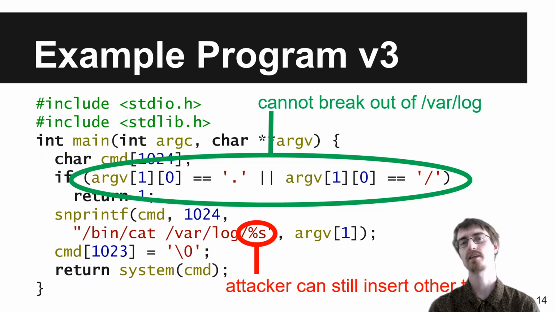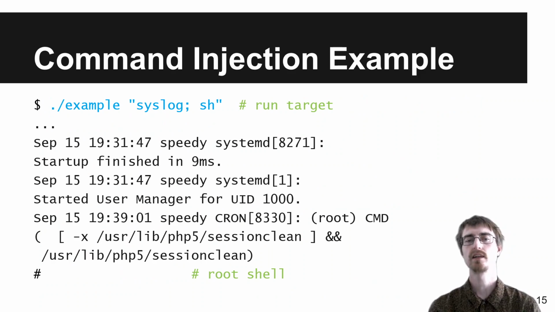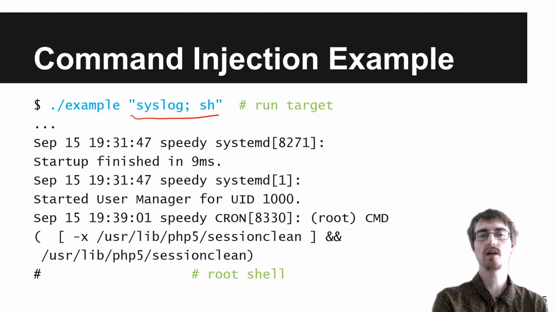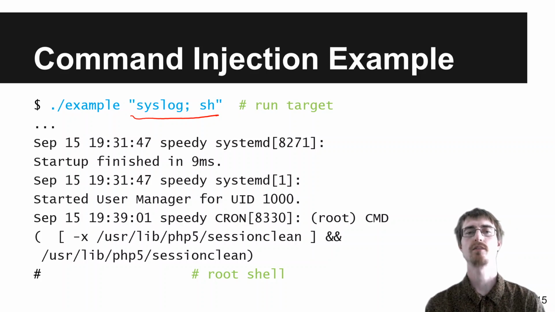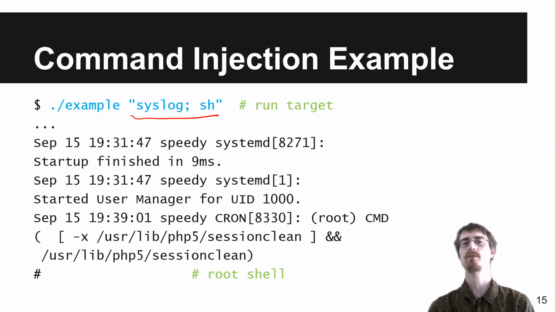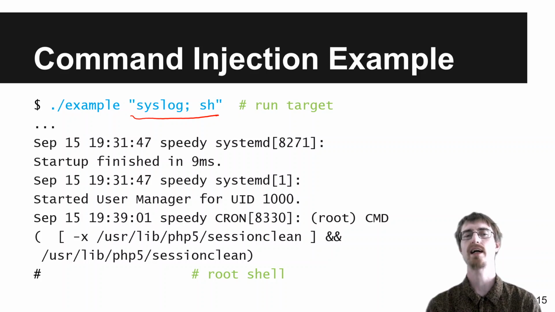We can still insert other text, and the other text could be an additional argument for the cat program or an additional program that we're going to run. So this is an example of command injection. Let's say that we want to print syslog and then execute a root shell. Well, that is what we're doing here. So we now have an argument including a semicolon. Of course, we must use the quotes to escape the semicolon, because otherwise this would end the command on our current shell. So the quotes make sure that this is specified to example as a single argument.